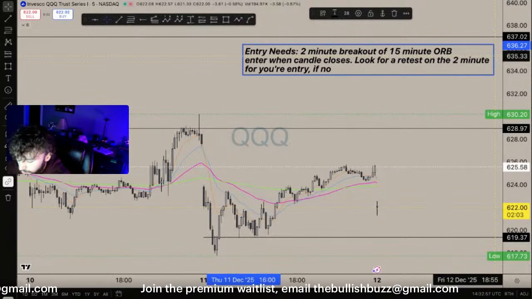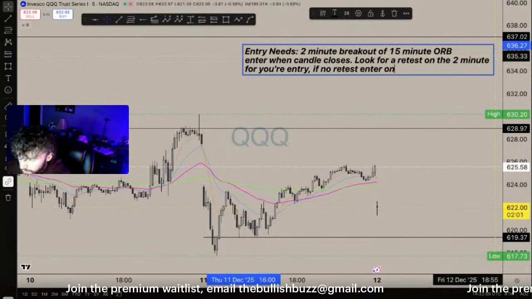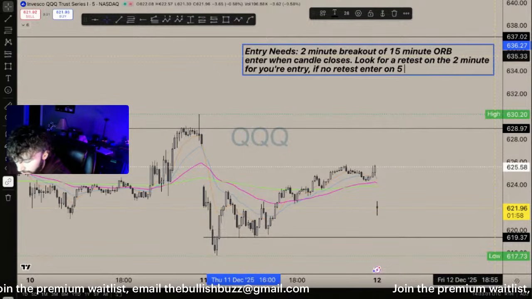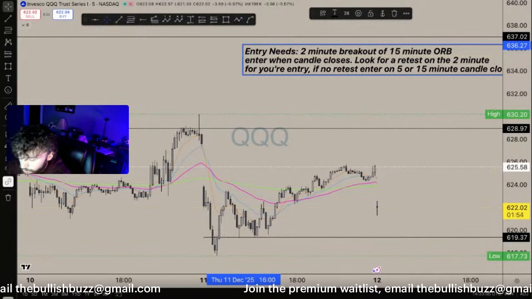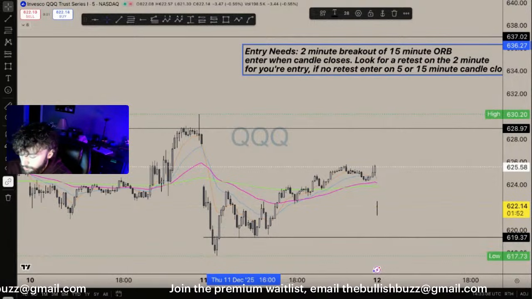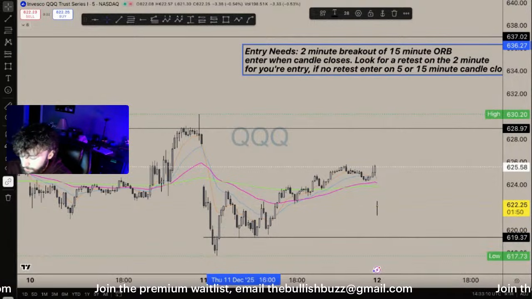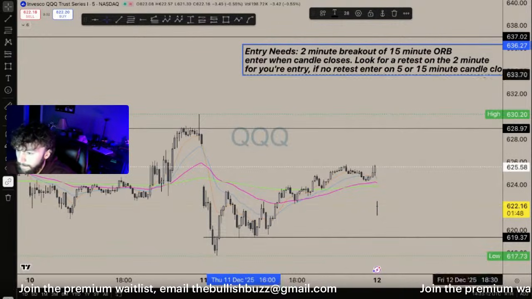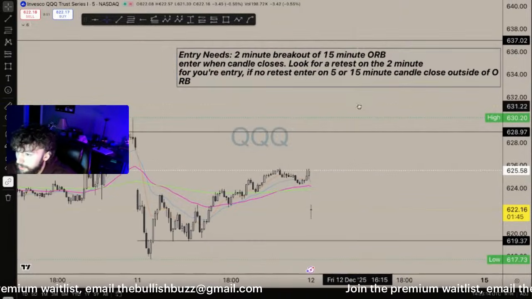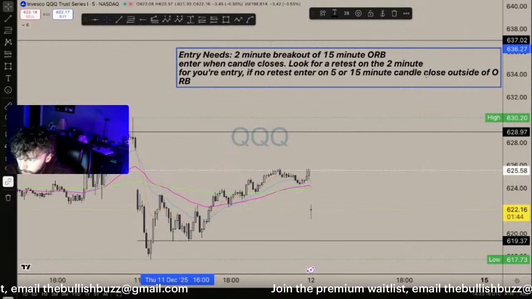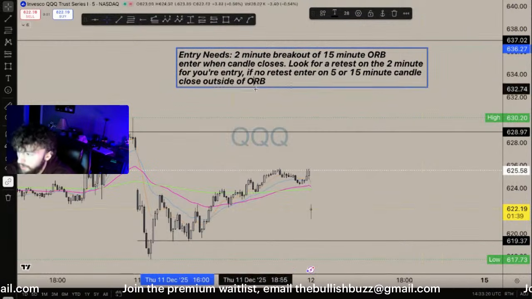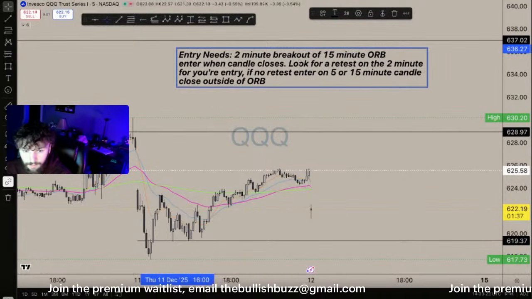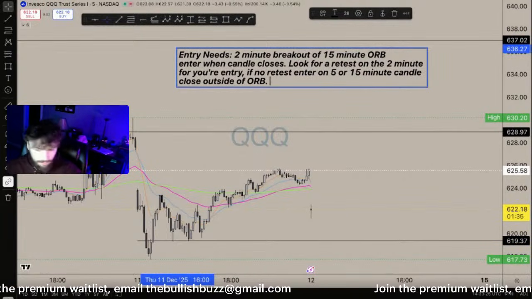Okay. If no retest, enter on 5 or 15-minute candle close. Okay. All right. Does this make sense? Does this make sense?